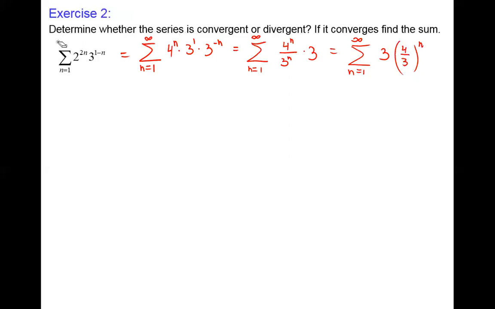Okay? Even from the original one, I can see right away that I have 2 to the power of 2n, which is 4 to the n, and 3 to the negative n, which will go to the denominator. That means the quantity 4 over 3 is taken to the power of n. That is one way to recognize the common ratio. And I can write right away that the common ratio is 4 over 3 and is greater than 1. This series is divergent. This tells me that the series diverges.